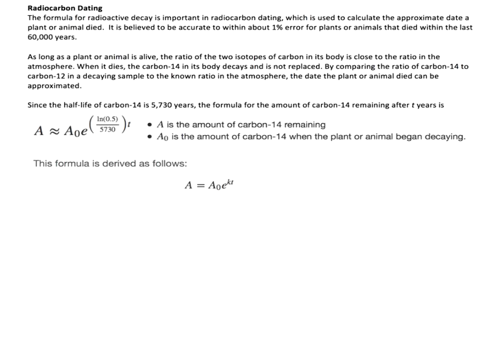Okay, the next thing we're going to look at is radiocarbon dating. The formula for radioactive decay is important in radiocarbon dating, which is used to calculate the approximate date a plant or animal died. It is believed to be accurate within about 1% of error for plants or animals that died within the last 60,000 years.